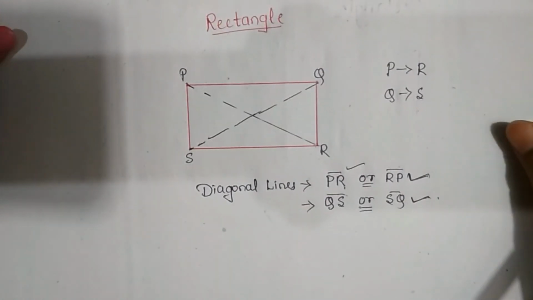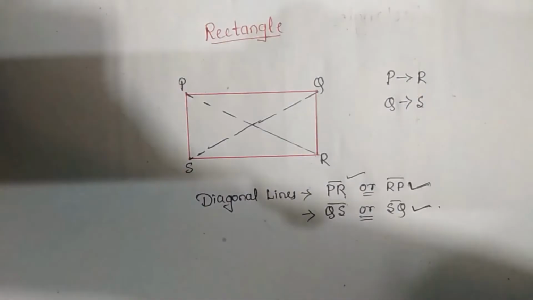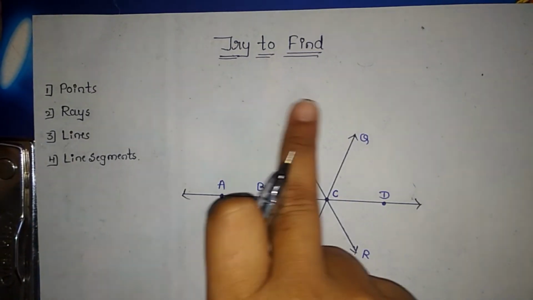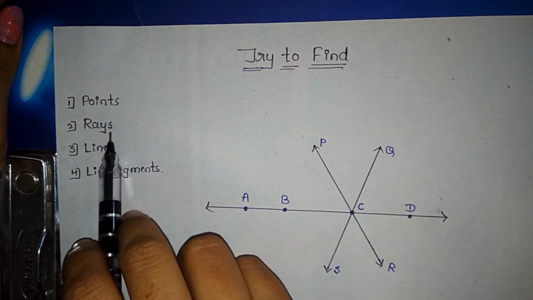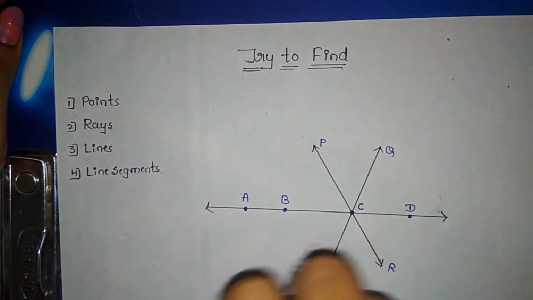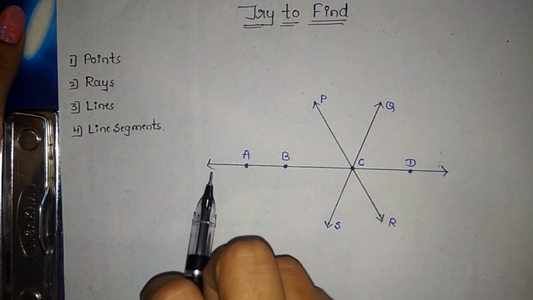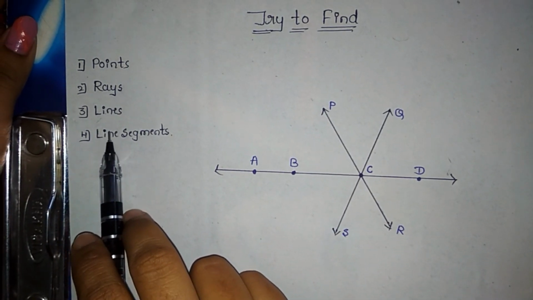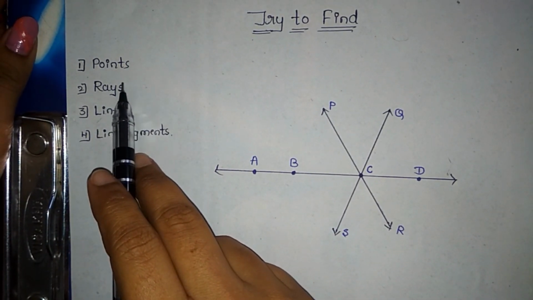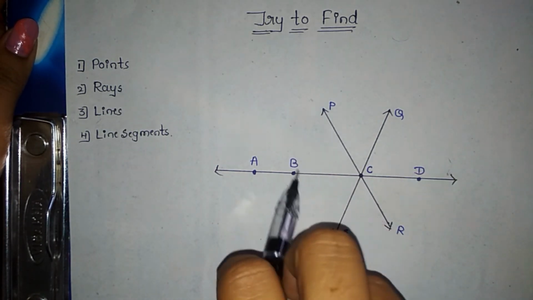Check your answer. And now for today's practice work, I am giving this diagram. This diagram is the practice work for you, so you can find the points, rays, lines and line segments in this diagram, so that I can give you the answers in my next video. If you don't understand any points from this, you can go to my previous videos and learn what points, lines, rays and line segments are to find the answers.